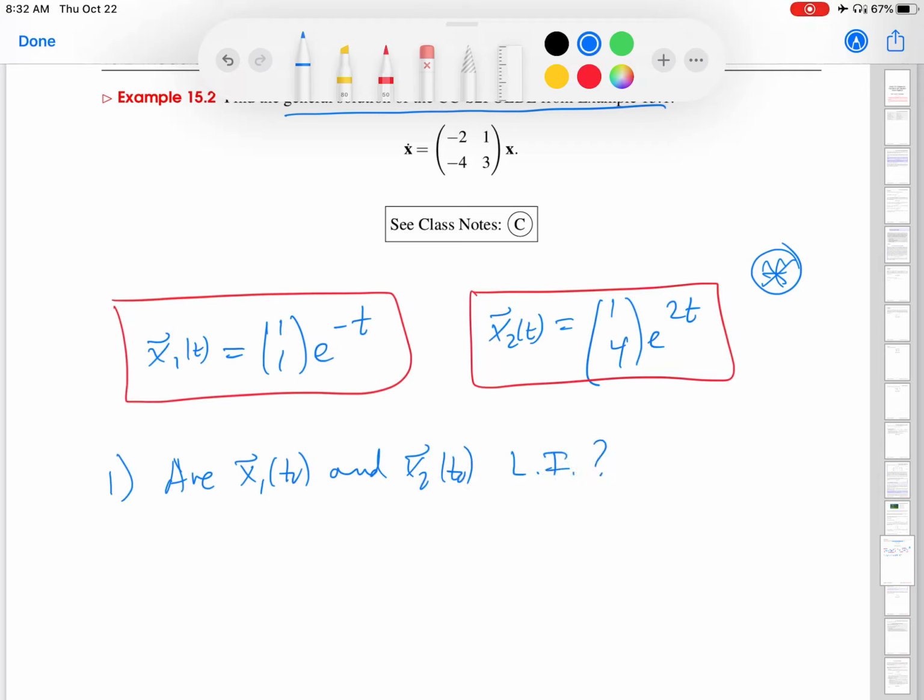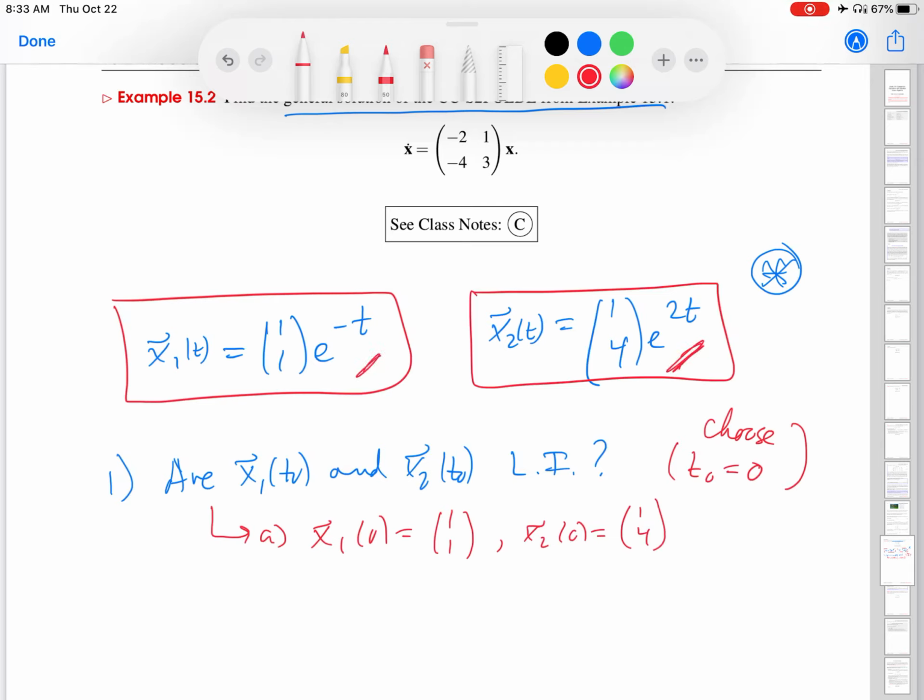All right. So this is where you have these two ways to show this. One way is, let's choose first of all a convenient t0. We can choose any of them, right? Choose t0 equals 0. Why? Because then x1 of 0 is just (1, 1), and x2 of 0 is just (1, 4), right? I conveniently get rid of any exponentials in the result.